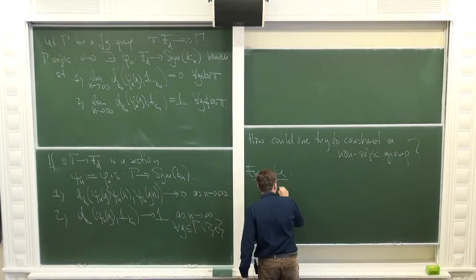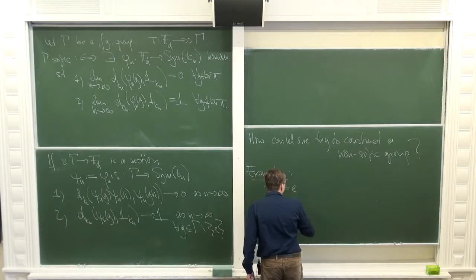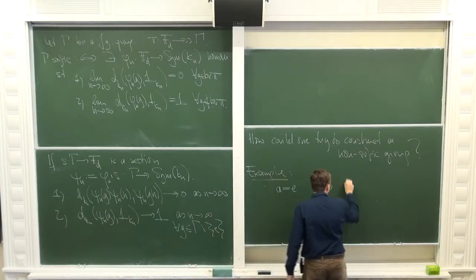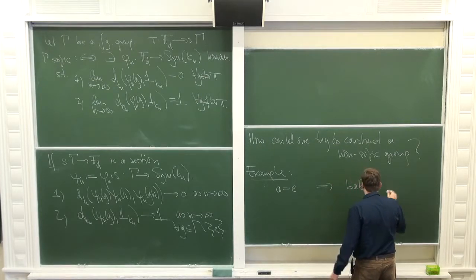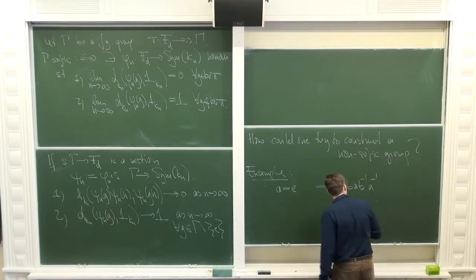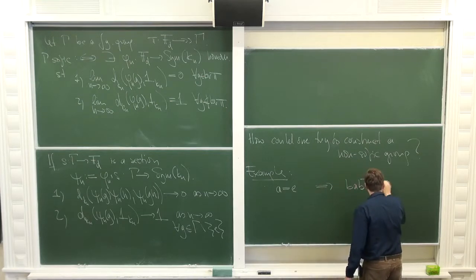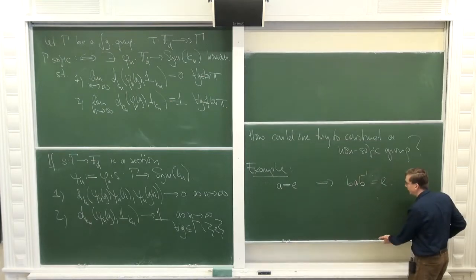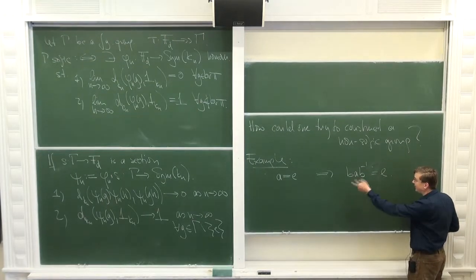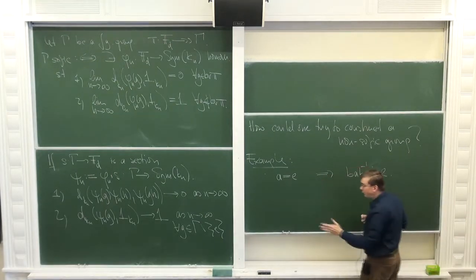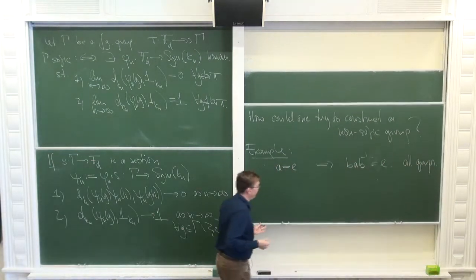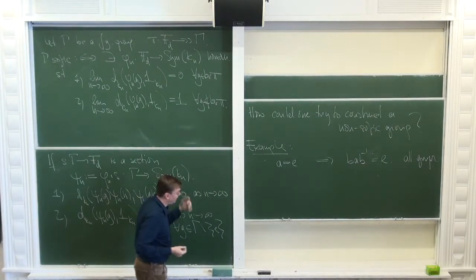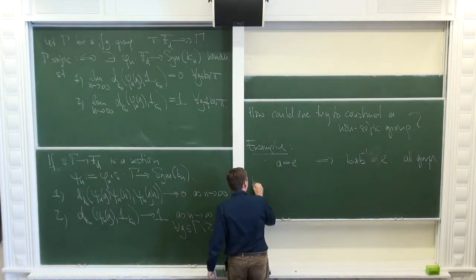If, for example, A is the neutral element and B is anything, then also B A B inverse A inverse will be the neutral element. This is completely trivial, but it holds for all groups. The interesting thing is that there are implications of that form that hold only for finite groups. And they are, of course, a little bit more complicated to find. But let me give you an example.